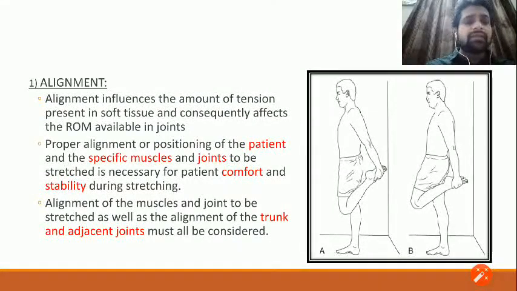You can see in figure A the proper alignment of hip and knee during the quadriceps stretch, and that's the correct way to stretch the quadriceps muscles. In figure B, it shows the wrong technique. In that technique, the person is stretching the quadriceps muscle, but the hip and knee are not aligned.